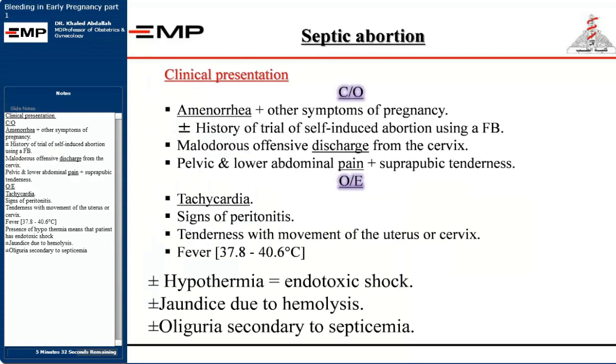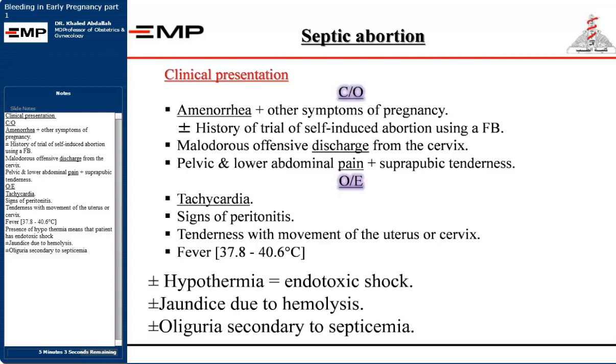Clinical presentation: chief complaint is amenorrhea and other symptoms of pregnancy. Plus or minus history of trial of self-induced abortion using a foreign body. Malodorous offensive discharge from the cervix. Pelvic and lower abdominal pain and suprapubic tenderness. On examination: tachycardia, signs of peritonitis, tenderness with movement of the uterus or cervix.